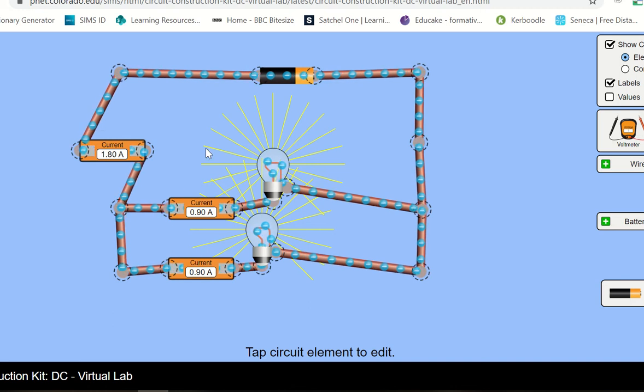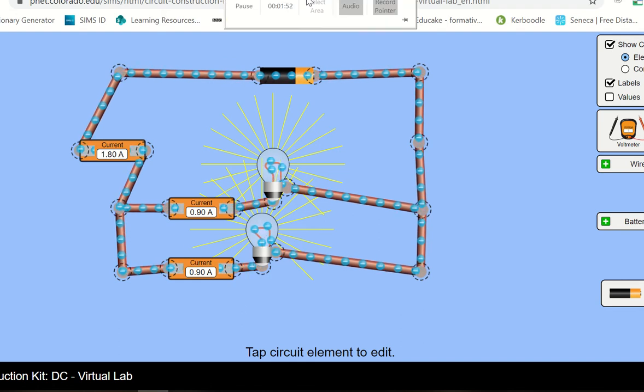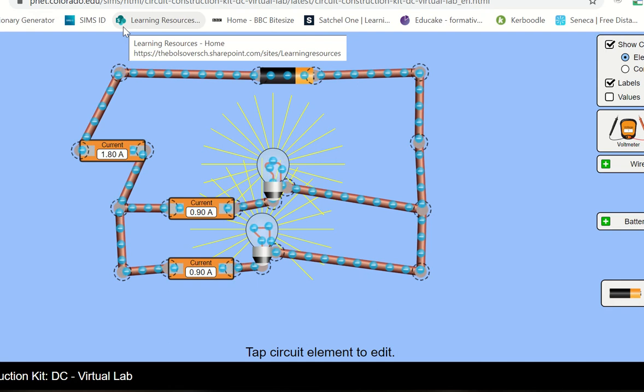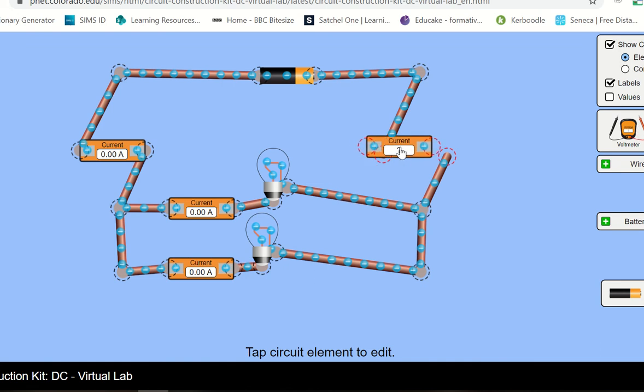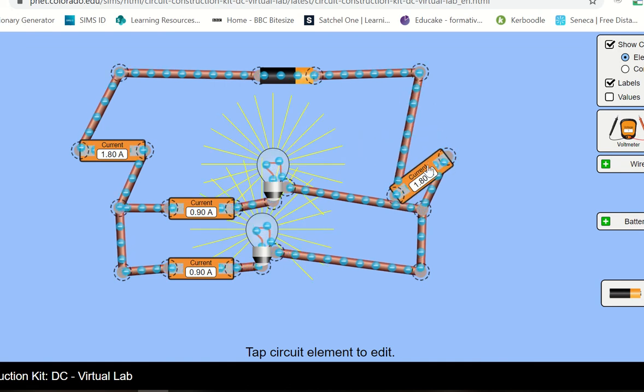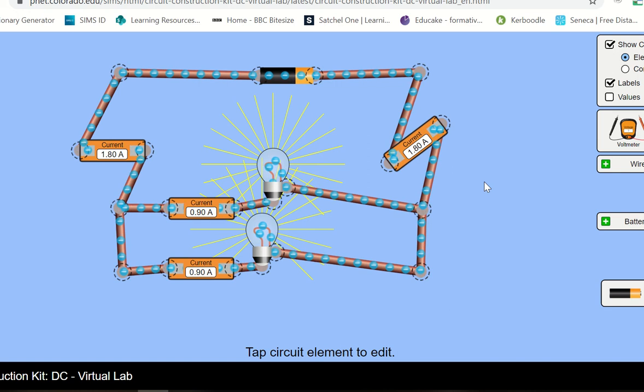But what you can say as a summary is the current before a junction is the same as the total current after. So the current before the junction is equal to the sum of the current after. So 0.9 and 0.9 equals 1.8. Hopefully you should be able to work out at the end of the circuit what will happen. Well, that current and that current will add together. So if it was 0.9 on one loop and 0.9 on the second loop, the total combined current at the end is 1.8.